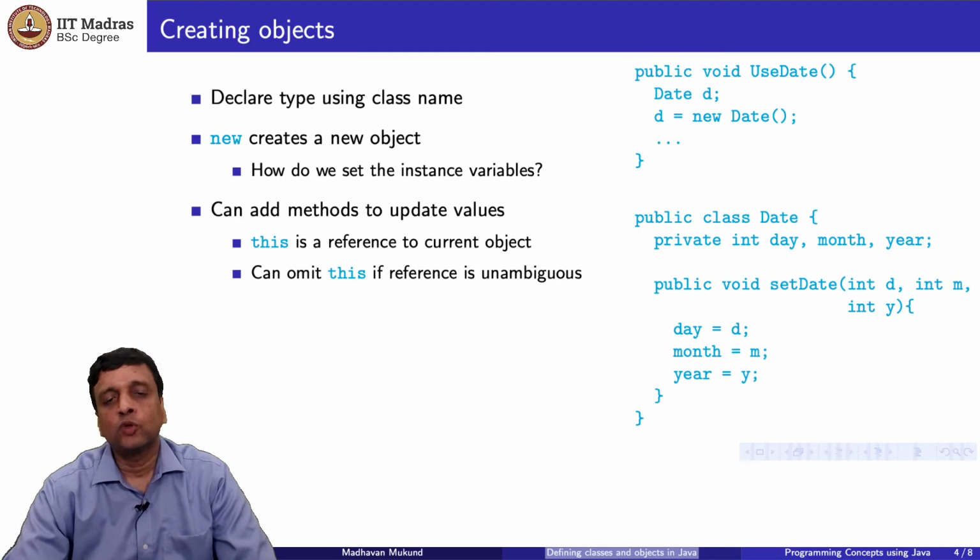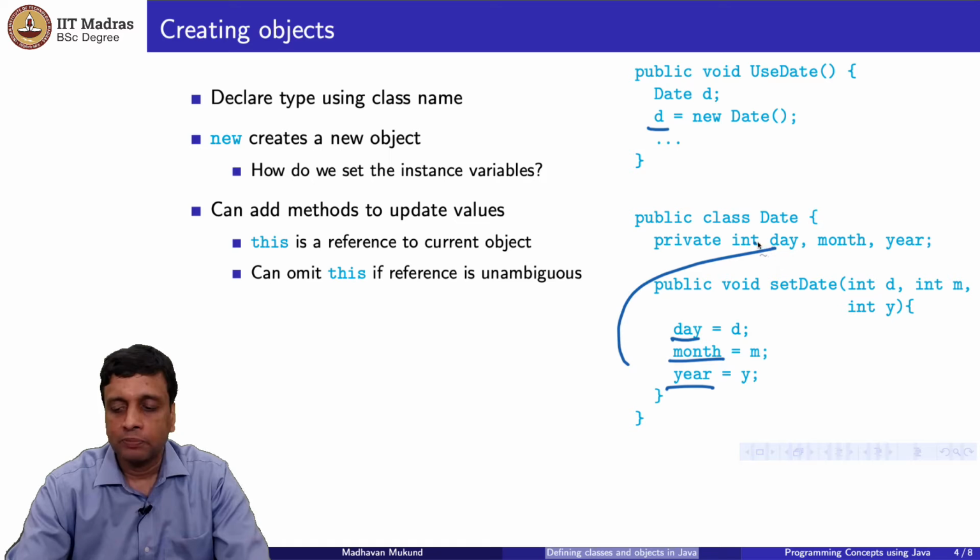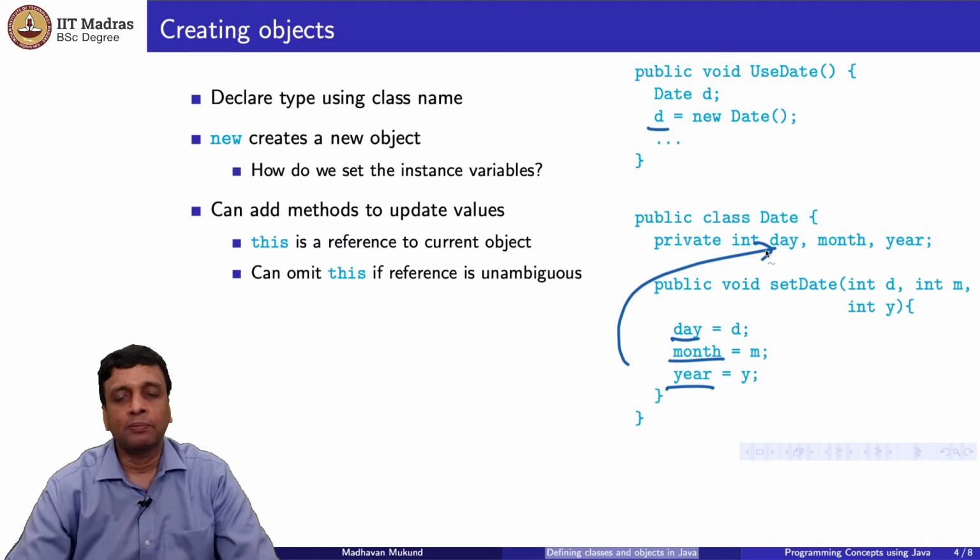Now, if there is no confusion about which one we're talking about, say I'm executing this in the context of this date d that I created, then I can omit the this. So if I don't say this and I use the name of an instance variable inside a function, it must be my copy of the instance variable. So this is implicit, but sometimes to make the code explicit, it's useful to use this.